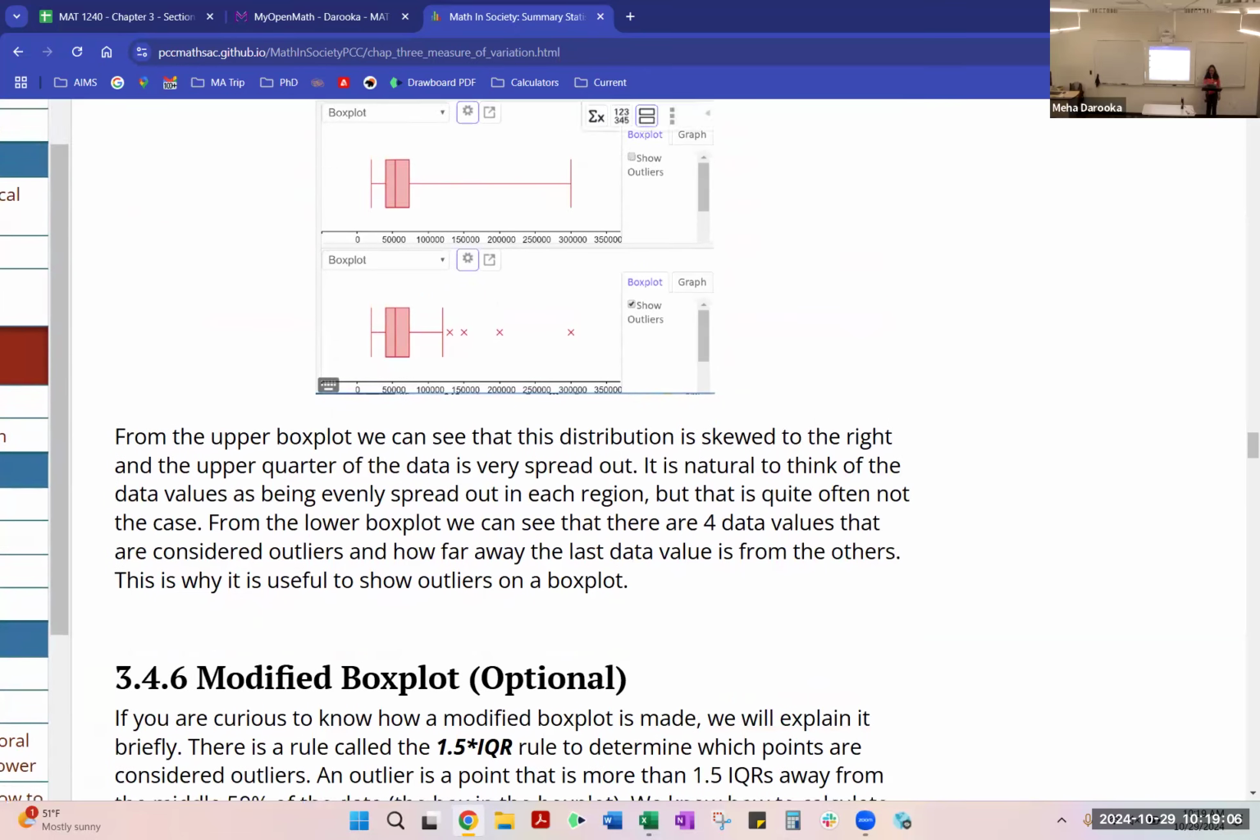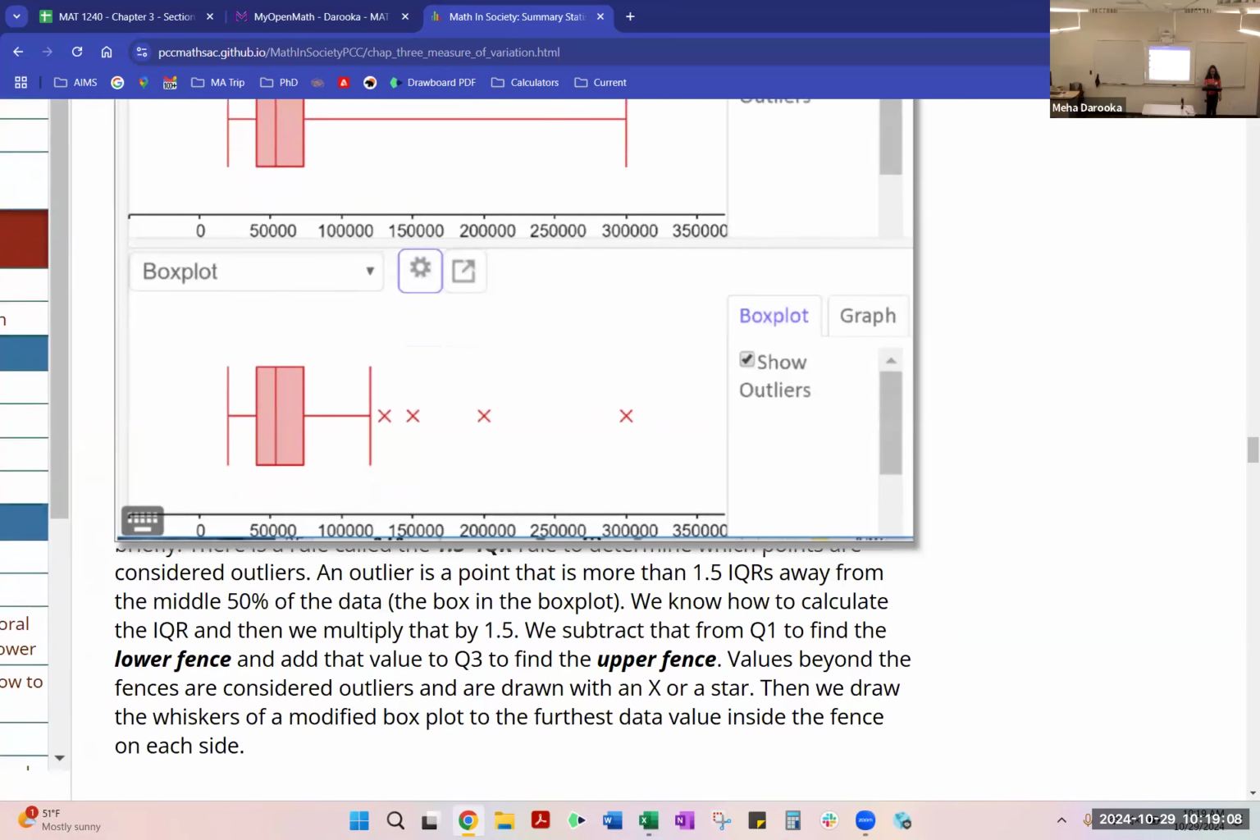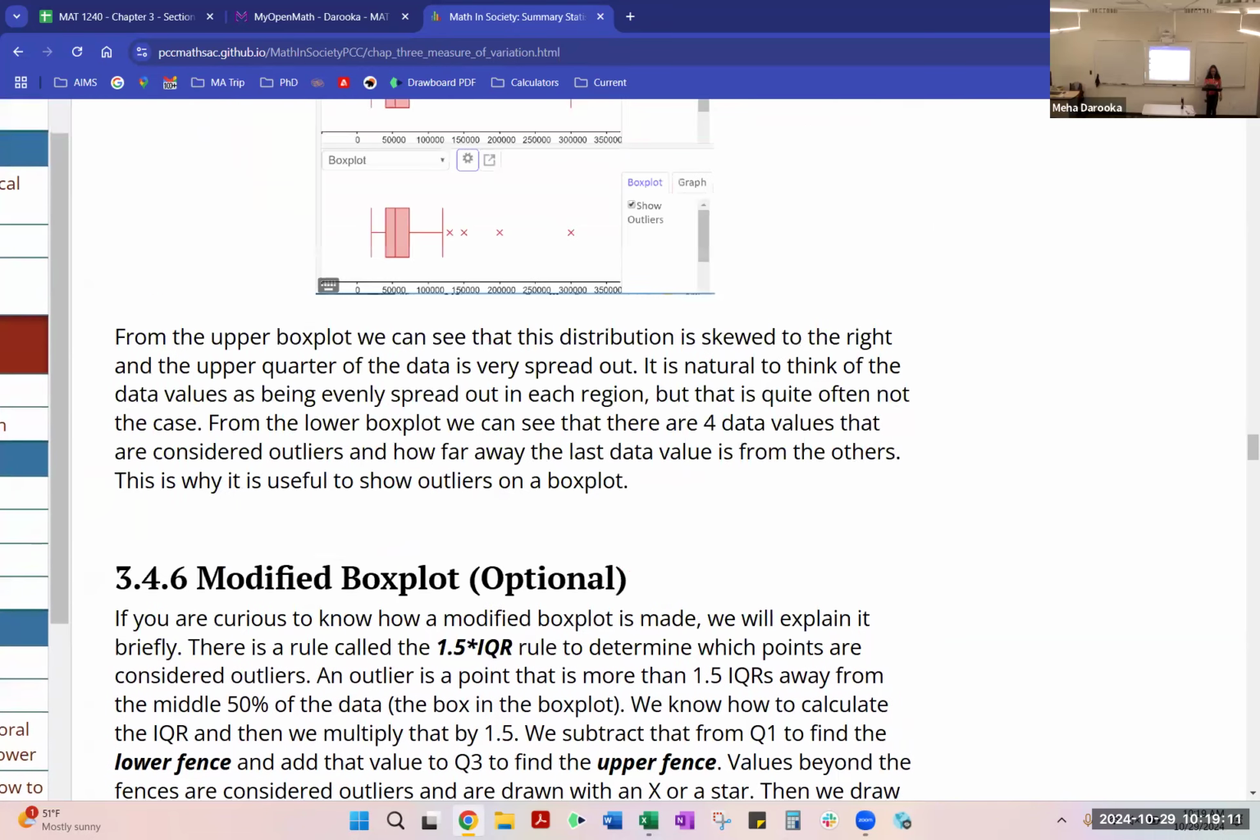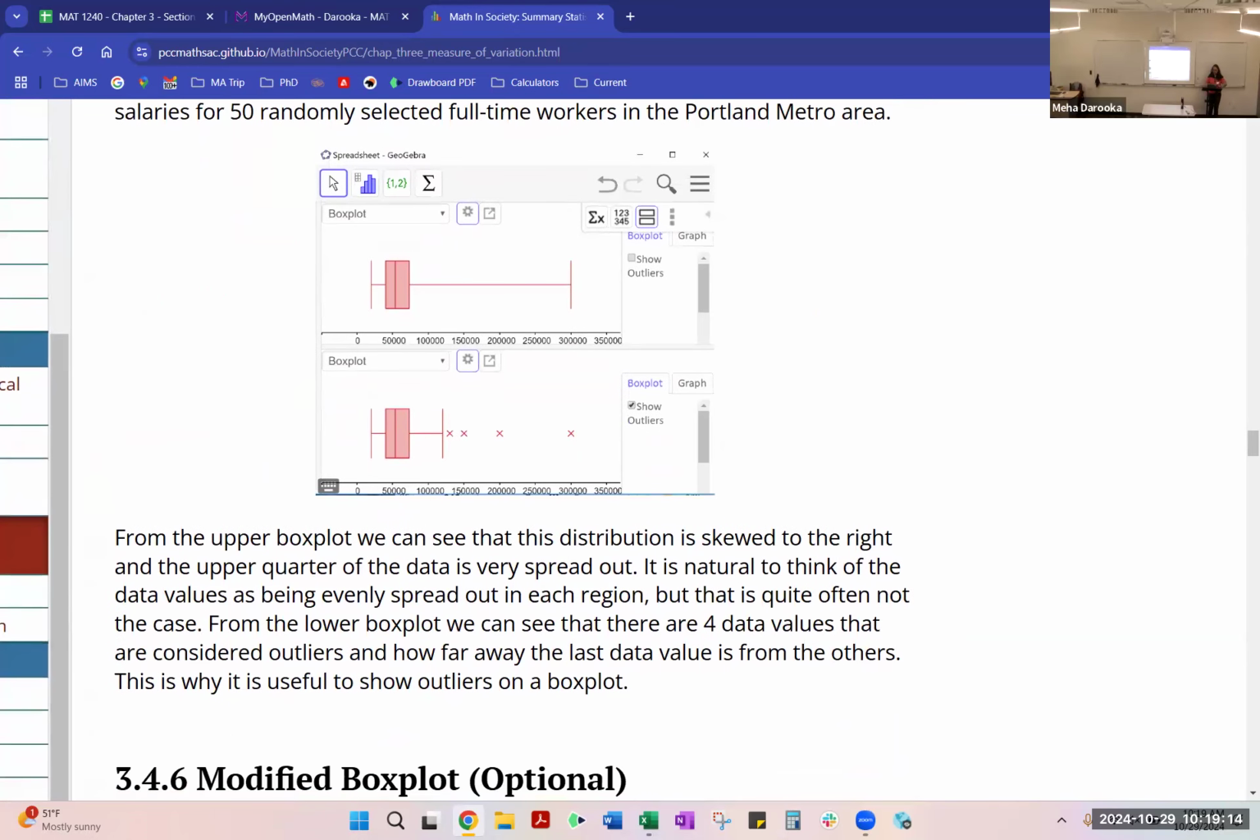So they are basically saying, just as a comparison, in the upper box plot, the one on the top, we can see that elongated whisker or the arm, right? This is showing us that the distribution is skewed to the right, and the upper quarter of the data is very spread out. That's the values after quartile 3, between quartile 3 and the maximum, because that's where we're seeing that elongated arm or whisker.